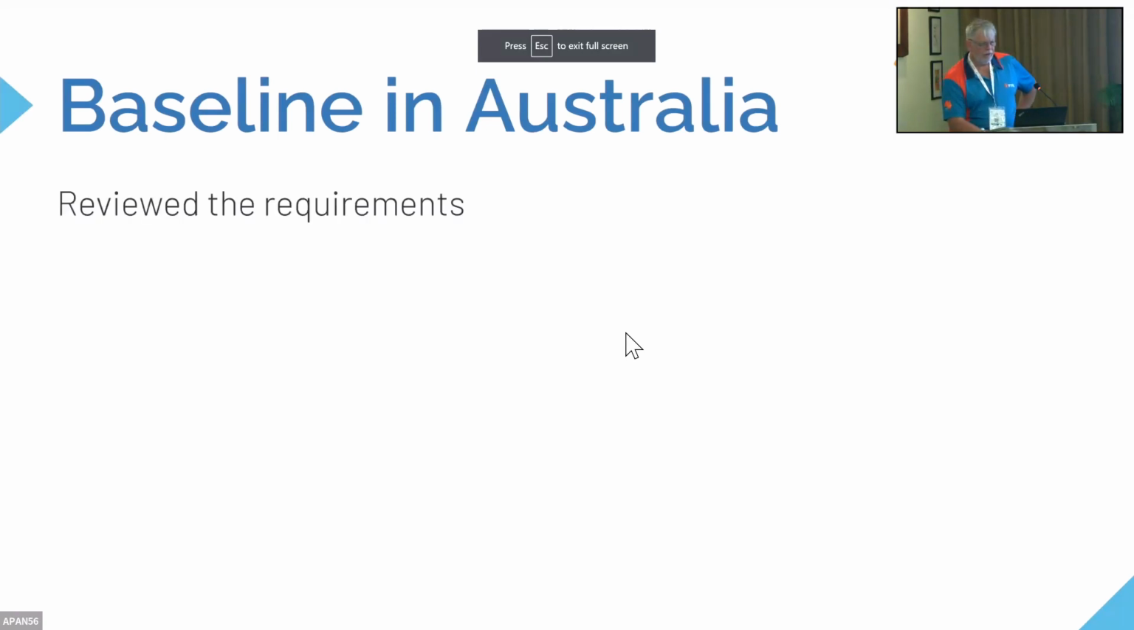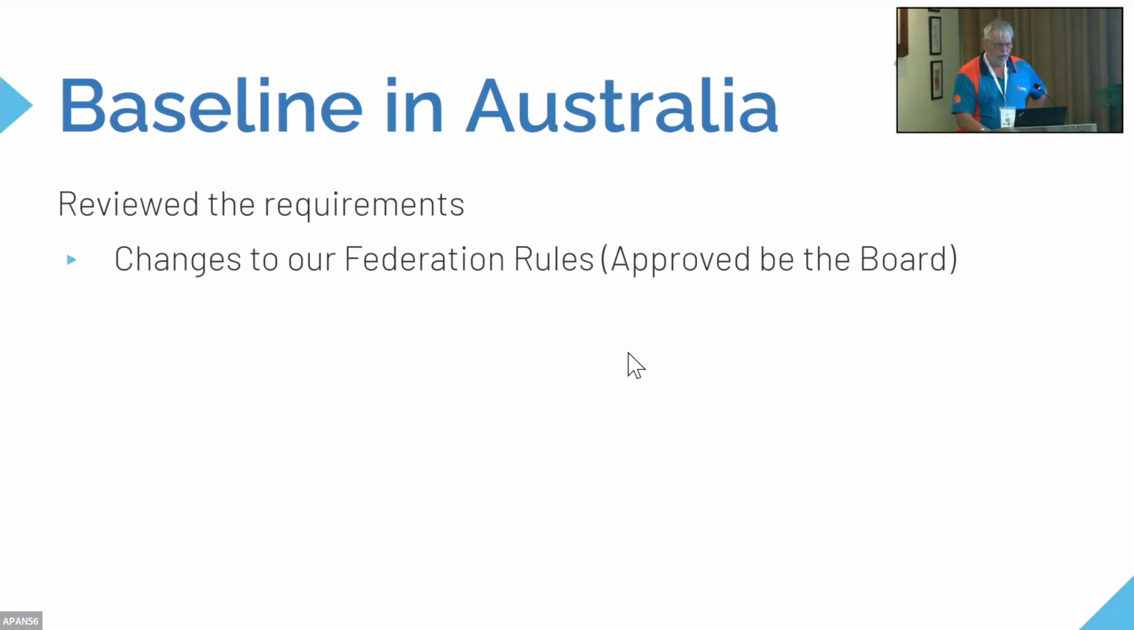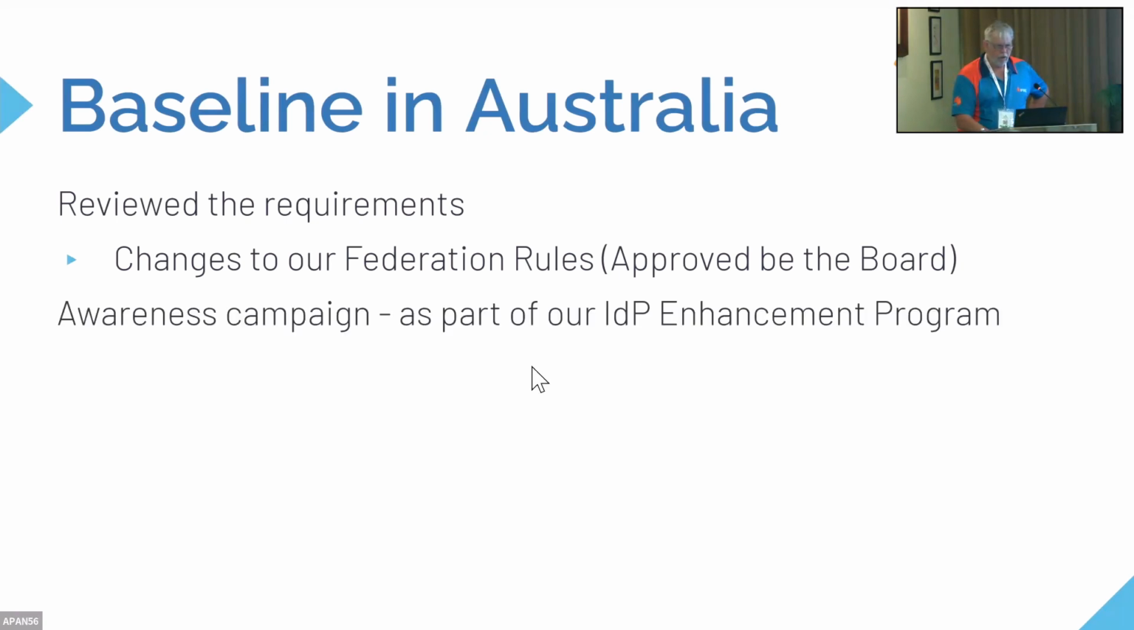Baseline in Australia, we've reviewed the requirements. We've actually made changes to our federation rules to support the requirements, and that's been approved by our board. We're running an awareness campaign. That means I'm going out and visiting as many universities as I can and talking to their IDP folk and their service providers at their universities as part of our IDP enhancement program. That means I get some more travel around the country.